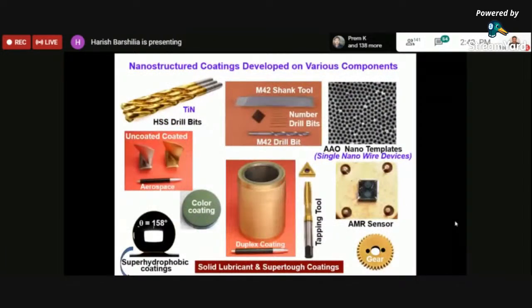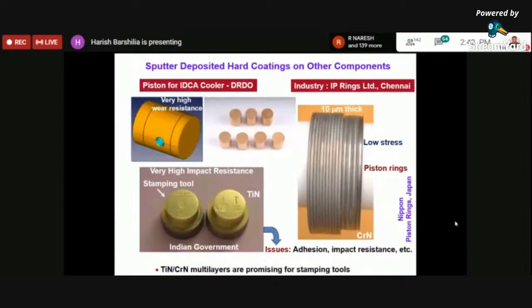And these are some of the tools, just to show you what our capabilities are, like for various compressor blades, shank tools, drill bits, tapping tools, inserts, and a large number of gears. They can be coated by using these PVD processes. Again, we have done a lot of work for the India government mint.